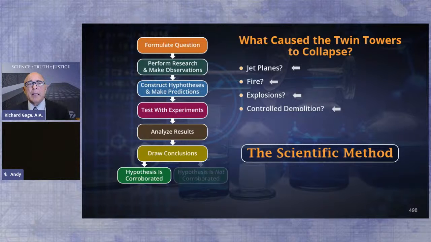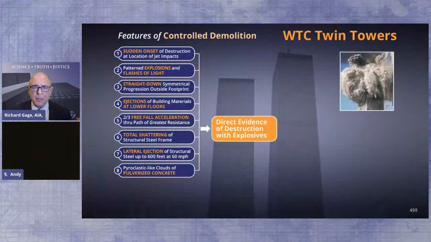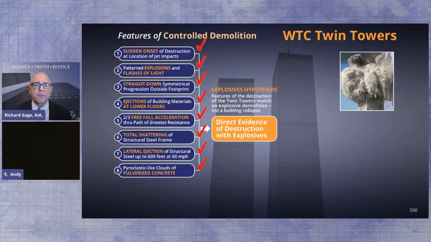which is why so many, through the use of the scientific method, have arrived at the conclusion not that jet planes and fires brought these buildings down, but that explosions and controlled demolitions, and as we'll see next week, incendiaries brought them down. Direct evidence of destruction with explosives.